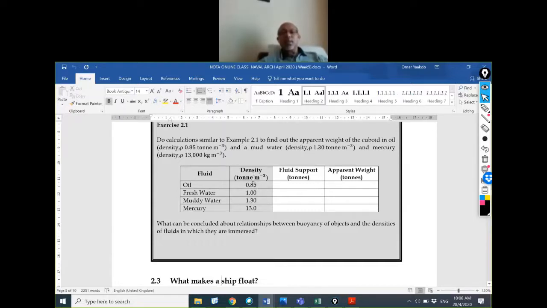Then if you change the density, same thing inside oil, what's the apparent weight? Same thing inside muddy water, what's the apparent weight? Same thing in mercury, what's the apparent weight? So what can we conclude on the relationship between buoyancy and density? That one you can answer after you have done the calculation.